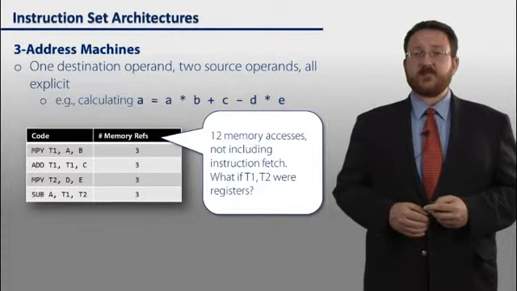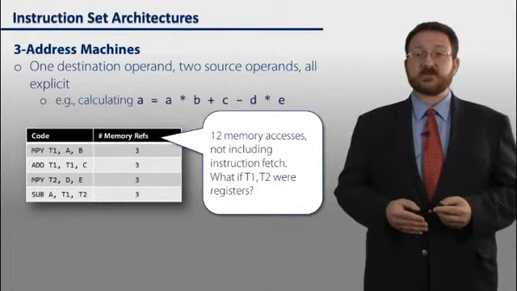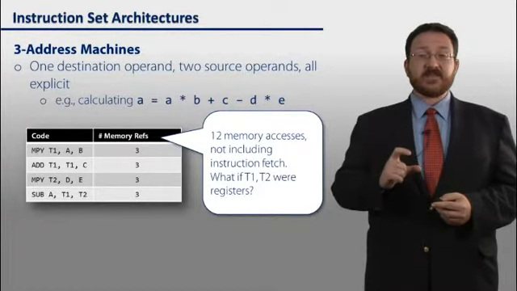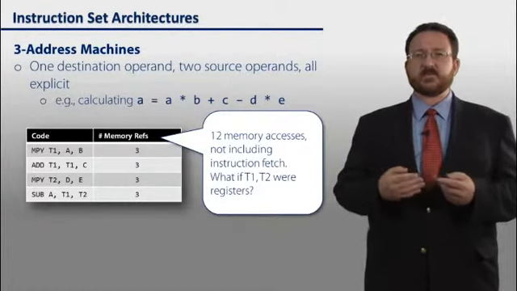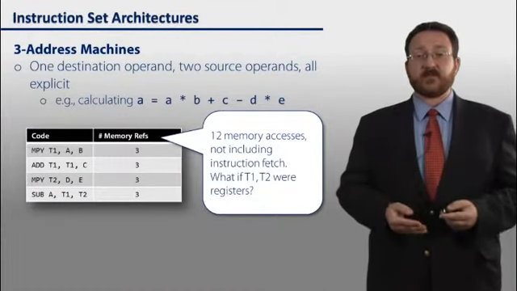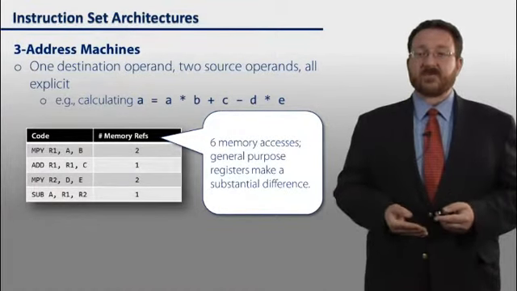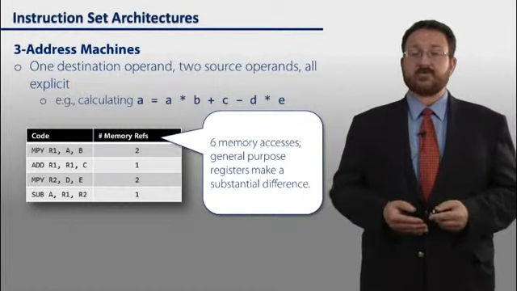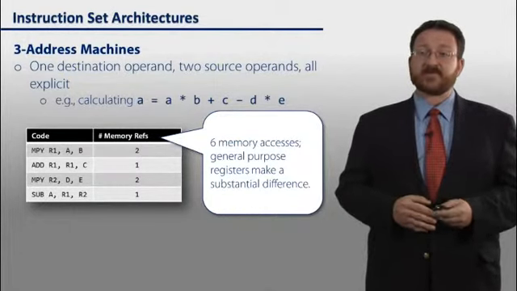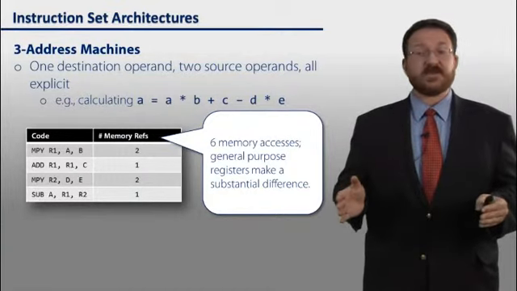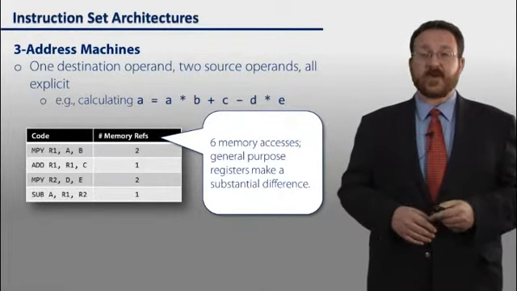Now, the number of memory references here is 12, not including instruction fetch. But now we've only got 4 instructions that we need to fetch. What if T1 and T2 were registers instead of memory locations? Now we're back down to our 6 memory accesses and only 4 instructions. But those 4 instructions, because they specify 3 operands, are going to be much longer instructions than the push or the pop of a 0 address machine.